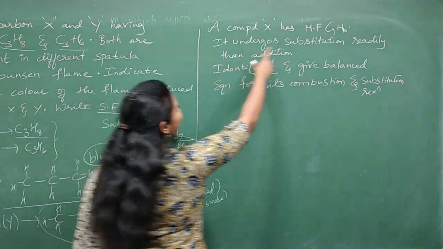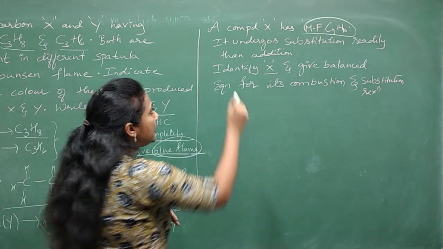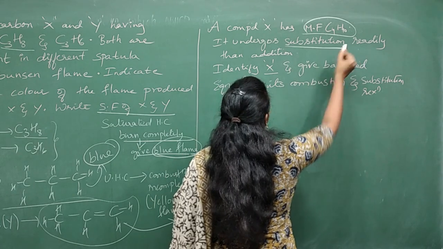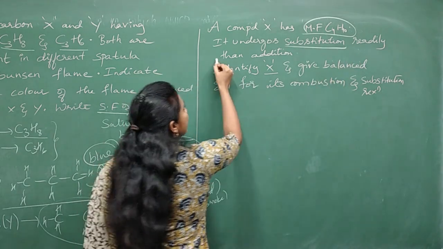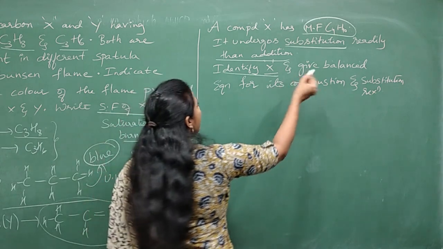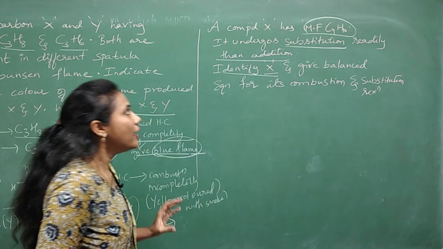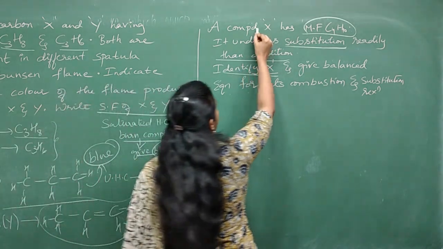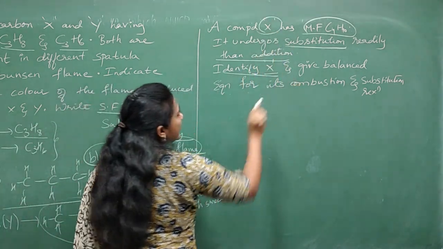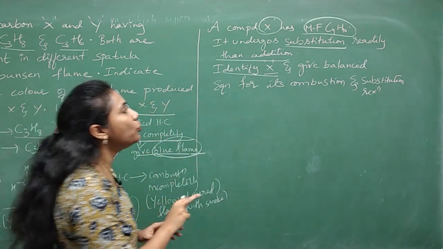A compound X has molecular formula C4H10. It undergoes substitution reaction readily than addition. Identify X and give balanced equation for its combustion and substitution. Okay, so first let us identify what this X is. You have to write its structural formula. And they have given a clue here.